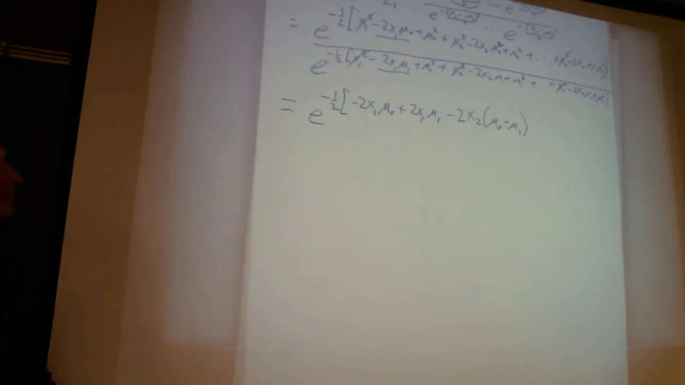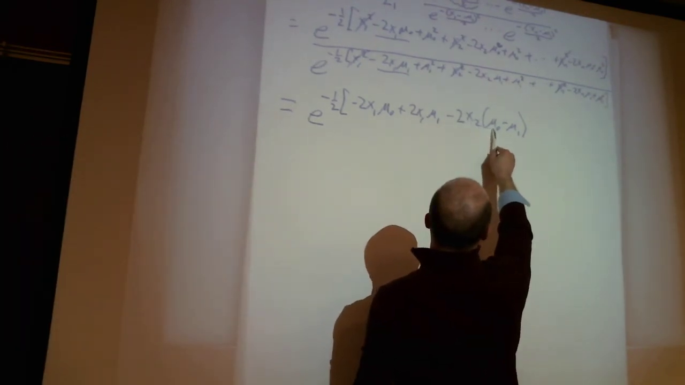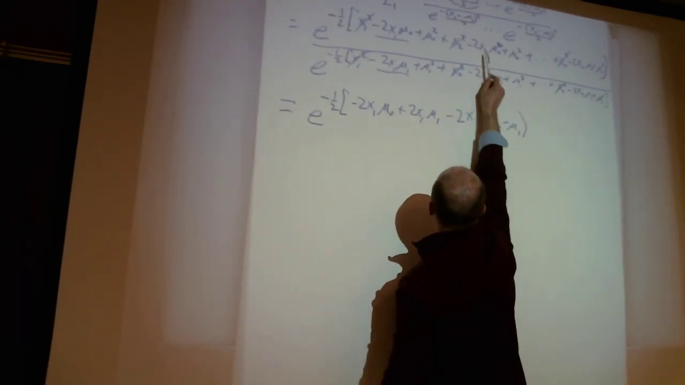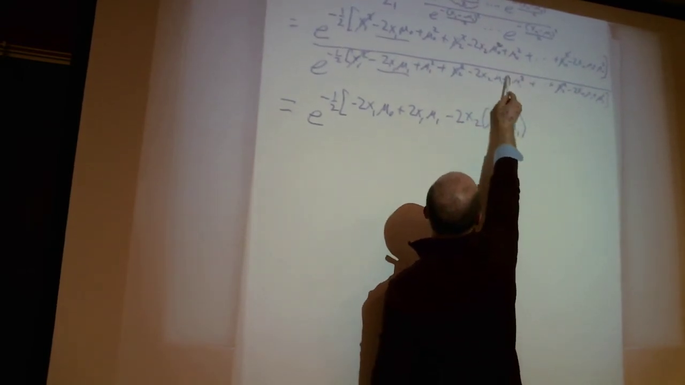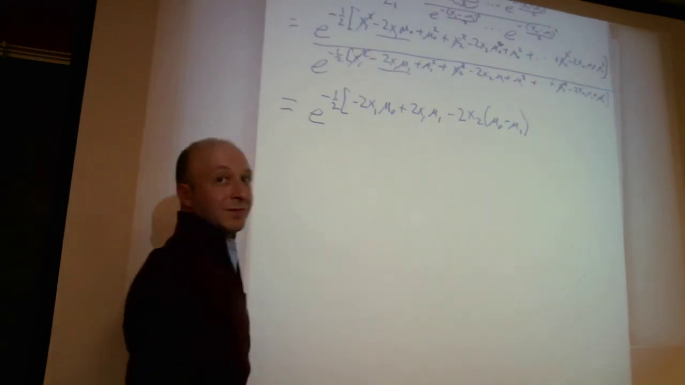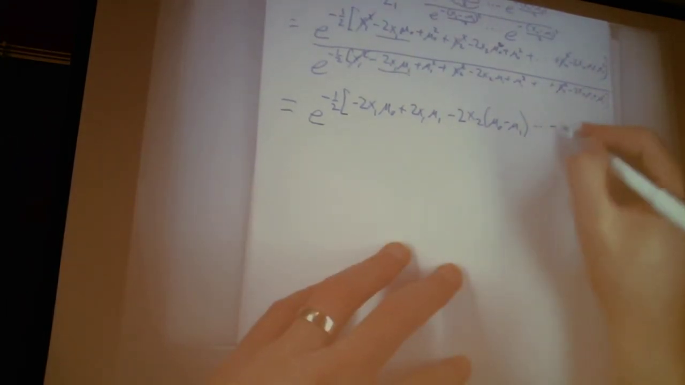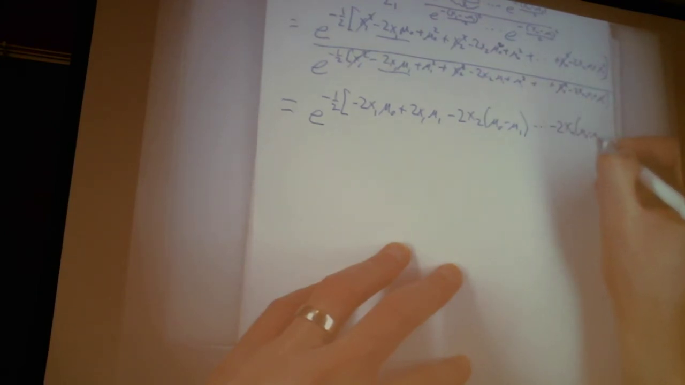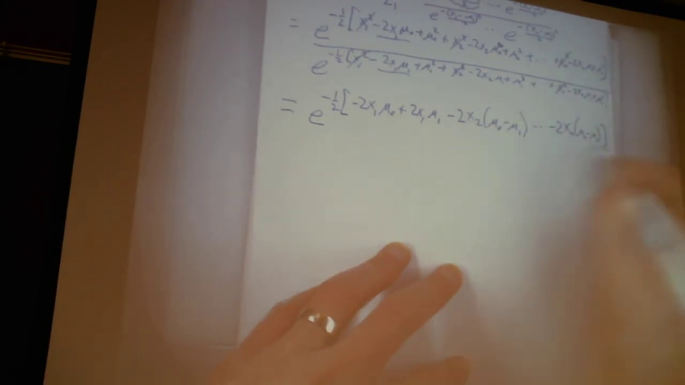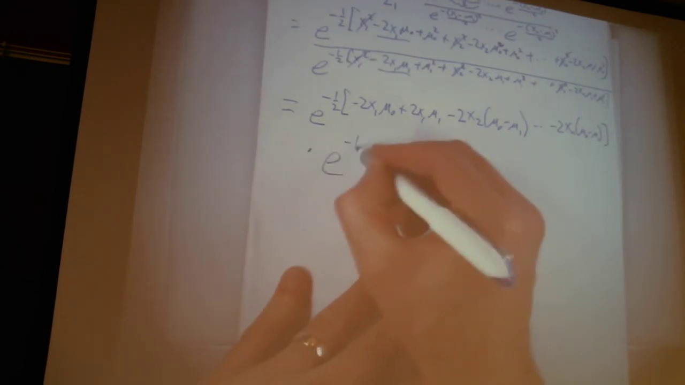See what I did there? Minus 2x2 mu 0, that was that term, plus 2x2 mu 1, that was this term that was in the denominator. All the way out to minus 2 xn (mu 0 minus mu 1). We're not done. There's an extra bit.